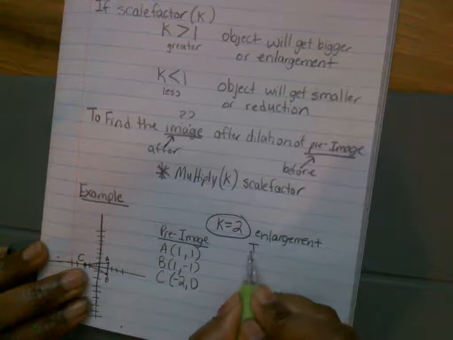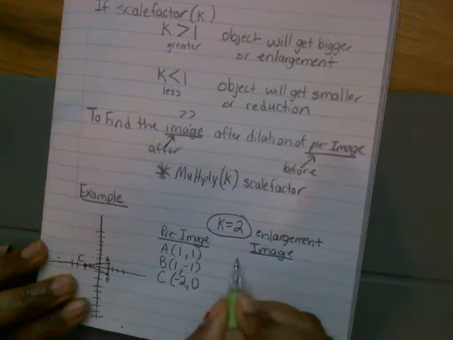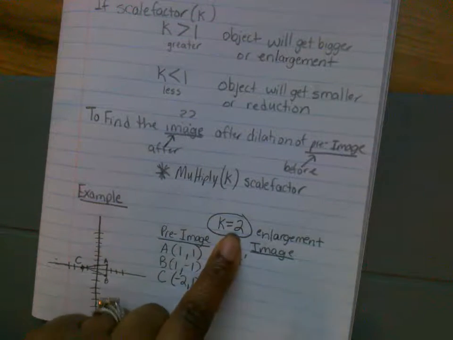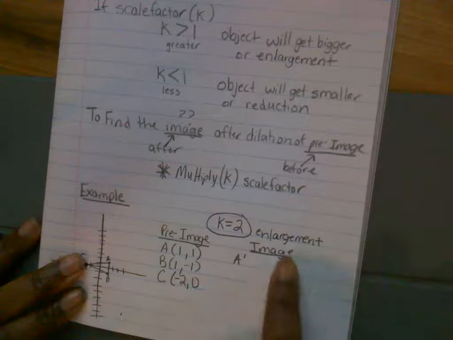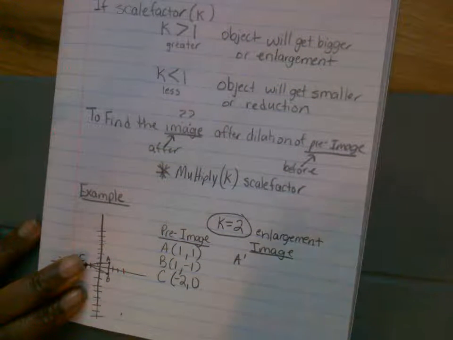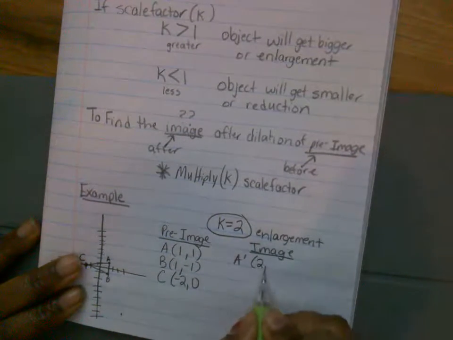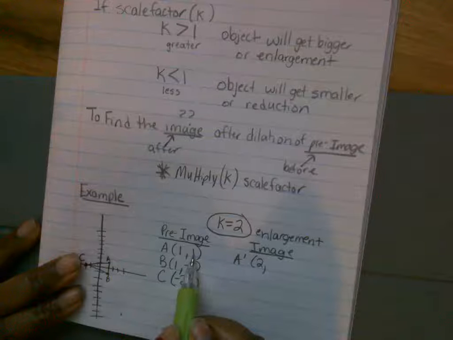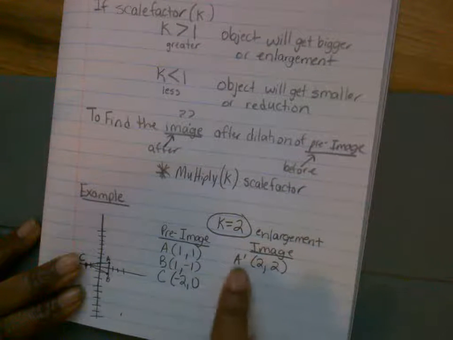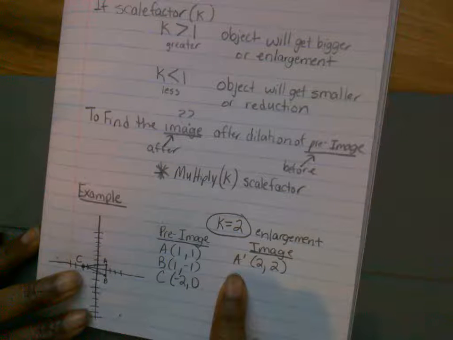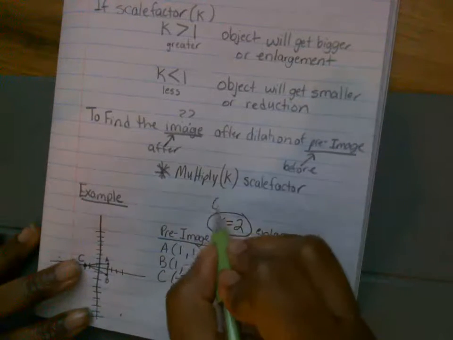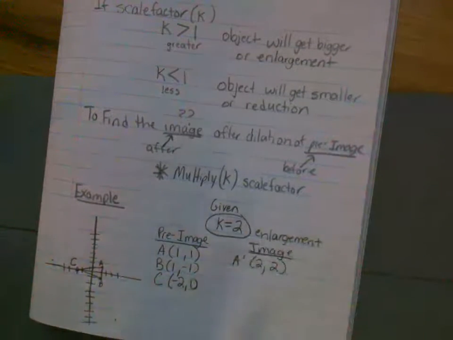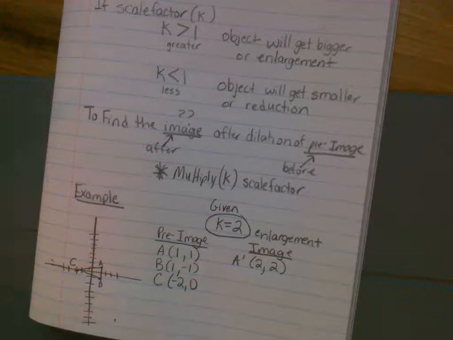Okay? Good job. All right. So now to find my image, my A prime, all I do is take K and multiply 2 times my X and my Y. So all I'm doing is just multiplying 2 times all these numbers to get my image. So I have 2 times 1, that's going to be 2 here. Then I have 2 again times this 1, that's going to be 2. Any questions about how I got my image or A prime? It was just, yes, it was given. They're always going to give you what the scale factor is.